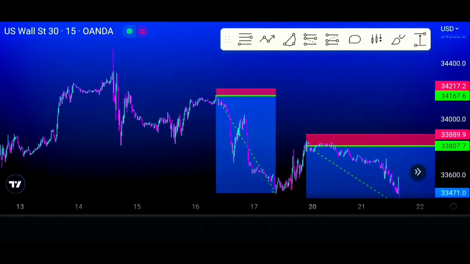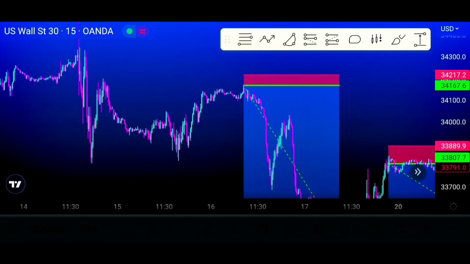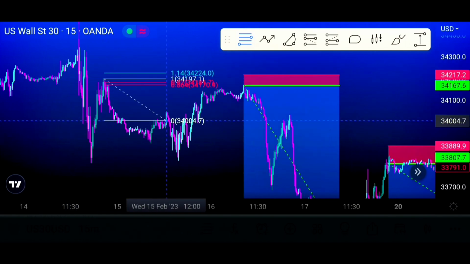Hi everyone, today I'm gonna show you how to trade US30 cash by using symmetry of legs.